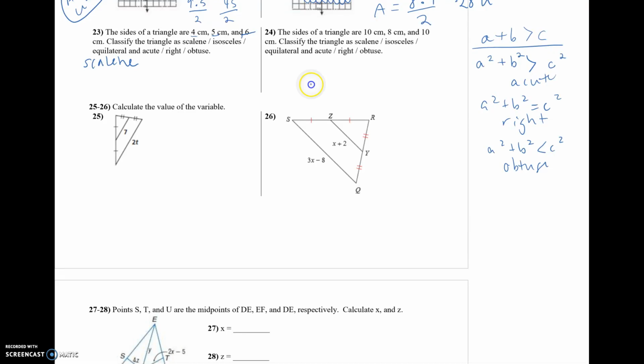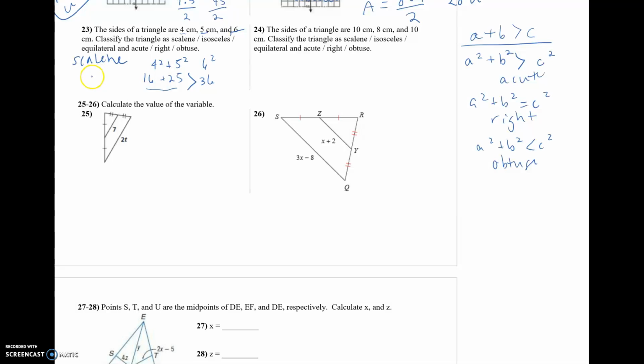So we do need to compare 4 squared plus 5 squared to 6 squared. Well, let's see, that's 16 plus 25, comparing that to 36. I could just do some mental math. I don't even really have to get this sum. I know I would only have to add 11 to 25 to be at 36. So if I add 16, I'm definitely going to get a number greater than 36. So since a squared plus b squared is greater, this is an acute triangle. So it is scalene and it is acute.